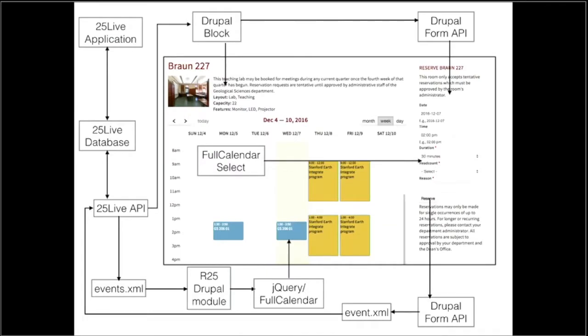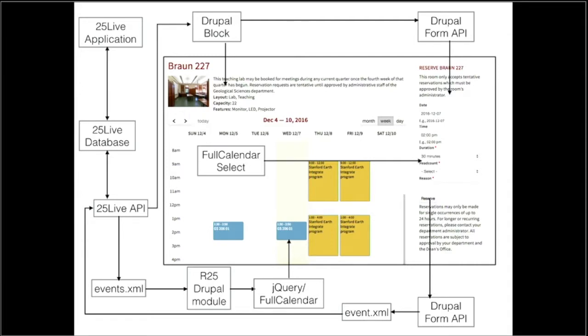So what we end up with is an application that anyone at Stanford Earth can log into. They can look at any of the rooms, they can choose an open slot on the calendar, submit the form, and then get an immediate response as to whether their reservation is confirmed or whether it's tentative. And if it's tentative, a message goes to the appropriate room administrator, who can then approve or cancel the request. And we can see some of the workflow here.